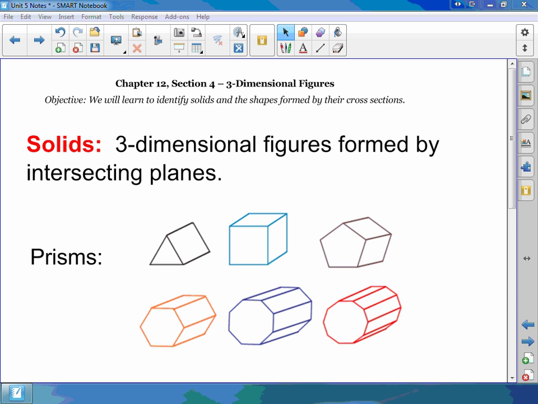And you can see from your paper and from what I have up here on the screen, there are several different types of prisms that we're going to discuss. And I'm going to show you some real-life examples of prisms, because prisms are the most commonly shaped item used for packaging, or the most commonly shaped box used for packaging. If you go to a grocery store and you walk up and down the shelves, predominantly you're going to see boxes that resemble prism shapes.